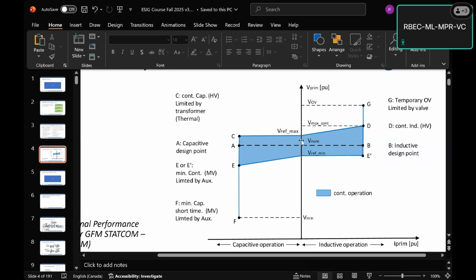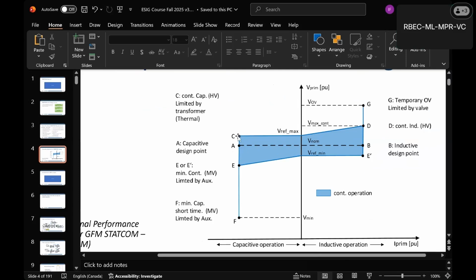Okay, so we have to define the capability of this device at each of these points. So A is a capacitive design point. And keep in mind on the bottom, we're not talking about reactive power, but reactive current in this case. So we use this IV characteristic, current versus voltage. On the left side, this point C is our continuous capacitive high voltage limit. And that is going to be a cost point for the STATCOM because that's where your current is defined in the transformer. We have to be able to sit there all day long.